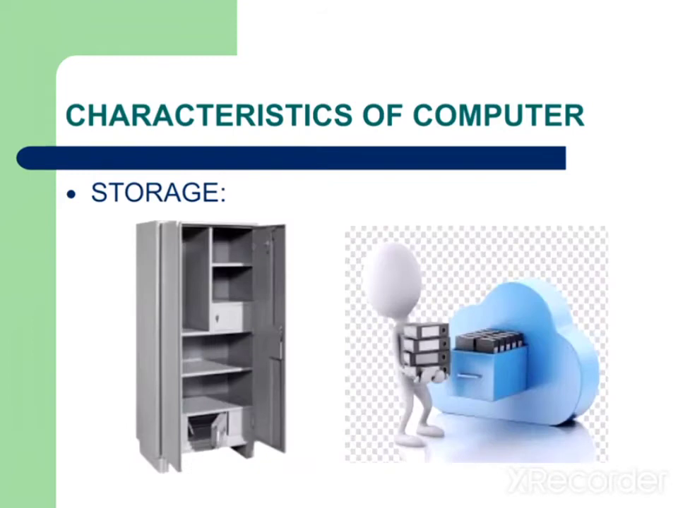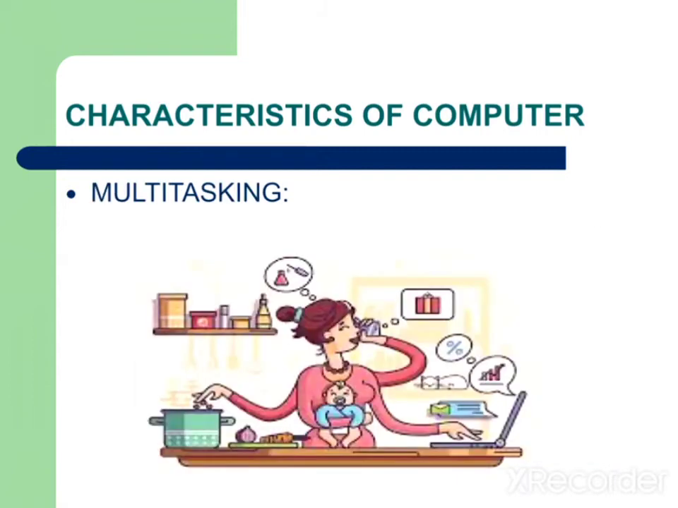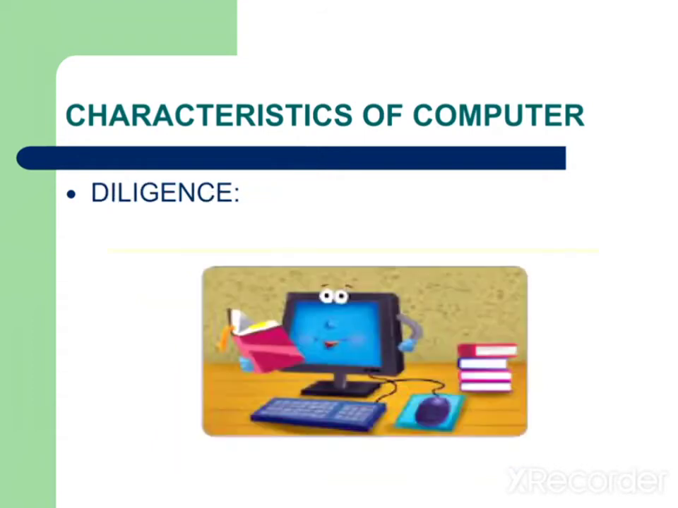A computer can store a lot of data and information in it. That's why it has a huge storage. Multitasking. Have you seen your mother doing so many tasks at the same time? Yes, you have. Similarly, a computer is also a multitasker. It can do a lot of work at the same time. A computer always does its work without getting tired. That's why it has diligence.